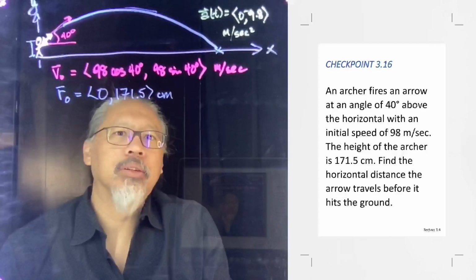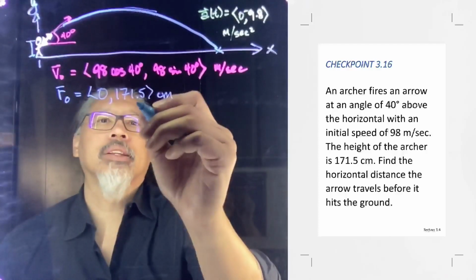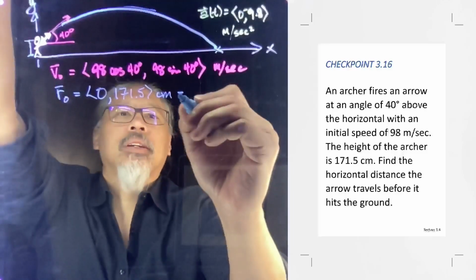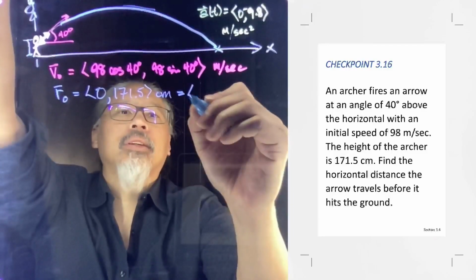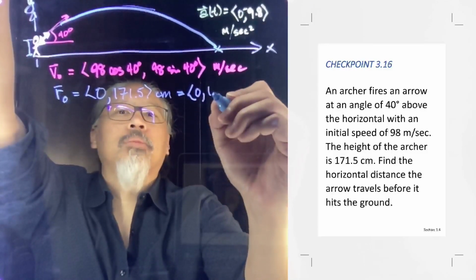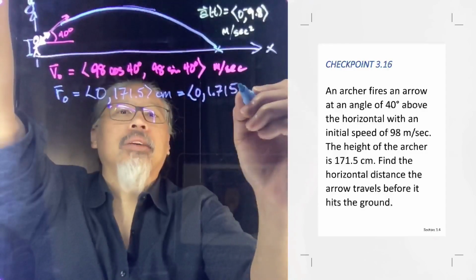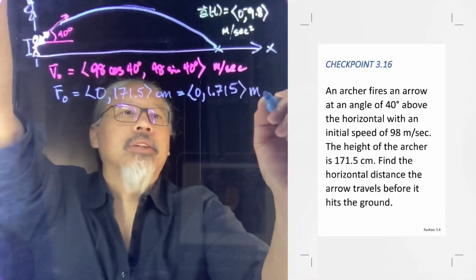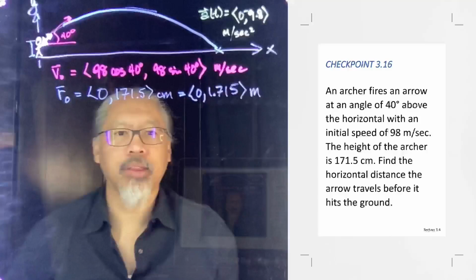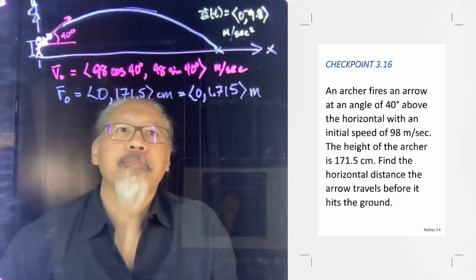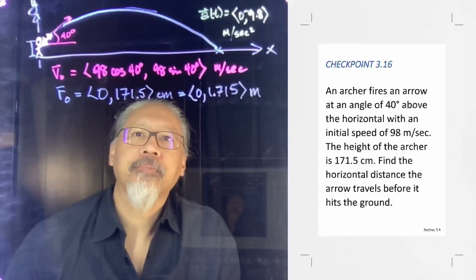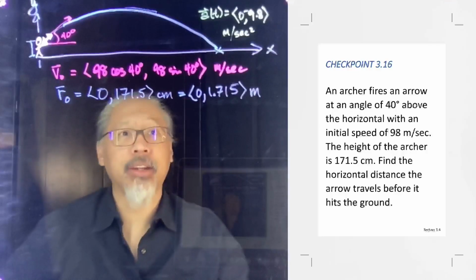Actually we divide by 100, which moves the decimal place twice to the left. So it'll be 1.715, and now we're in meters, consistent with everything else. With that we should be ready to go.